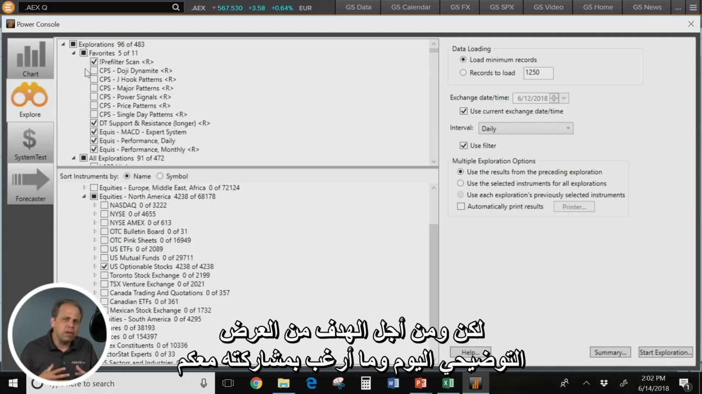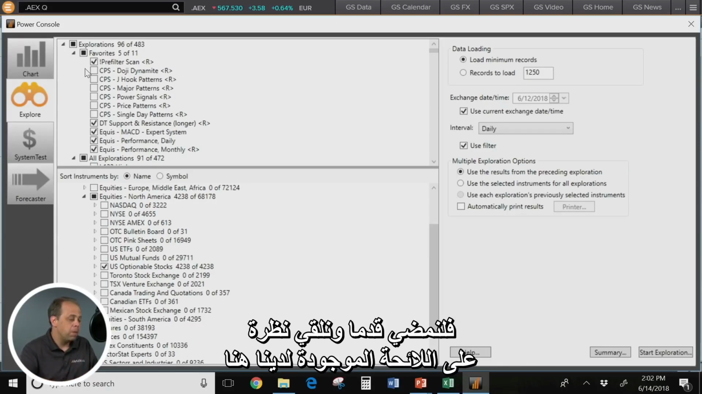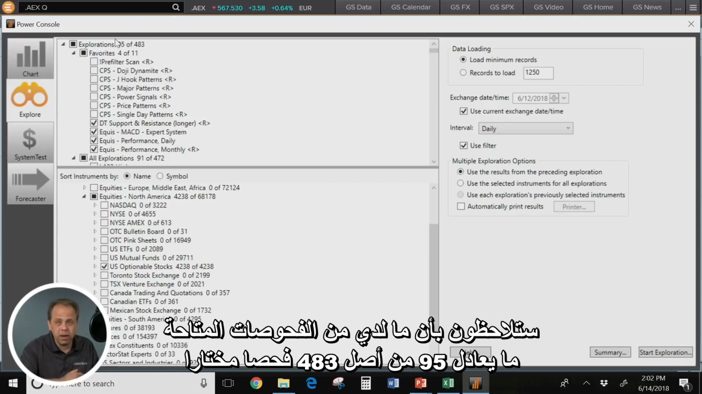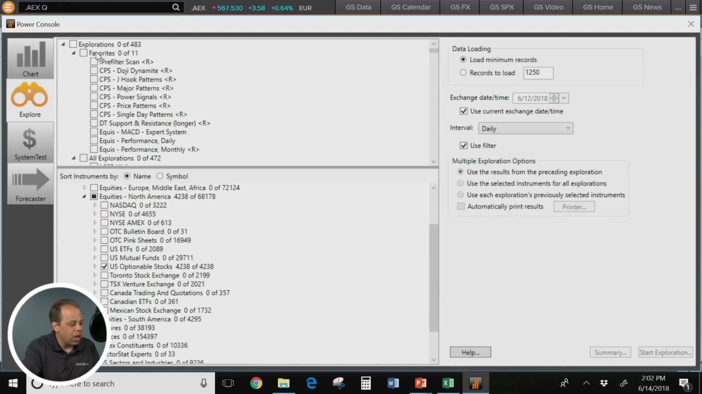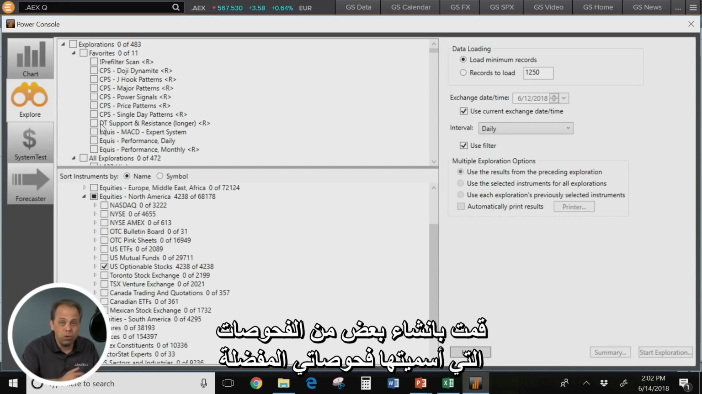But for the purpose of the demo today, I'm going to be working with some of the built-in scans that are available. So let's take a look here at the list. You'll notice in the scans that I have available, there's about 95 out of 483 selected. We're not going to run all of those scans today. Right here at the top with our new scanning engine, I've set a few of them that I call my favorite scans.